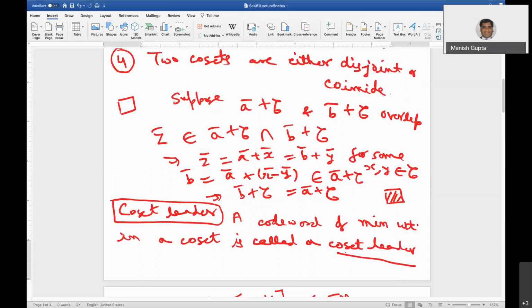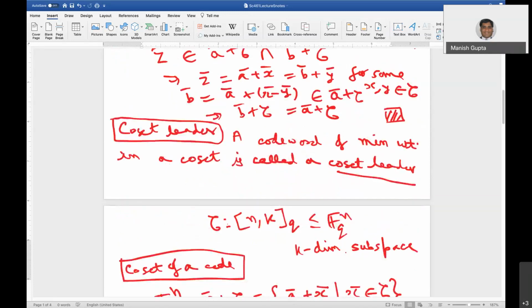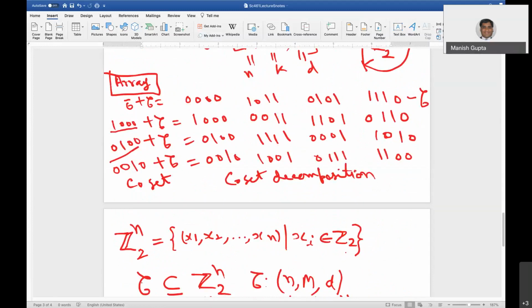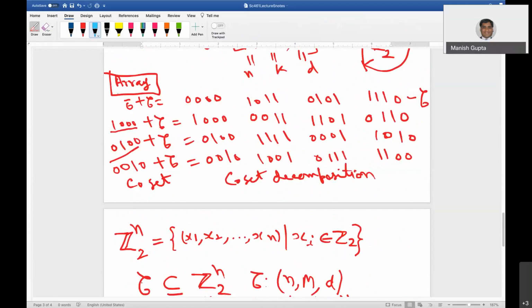So, for example, in our cosets here, these are coset leaders. This is a coset leader, this is another coset leader, this is another coset leader. Why? Because they are the code words of least weight in each coset. So these are nothing but coset leaders for us.